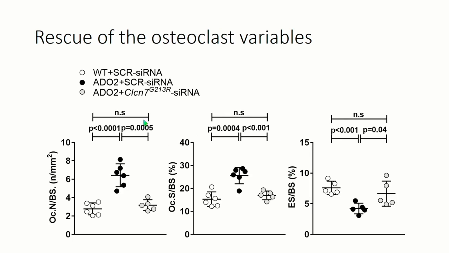We also rescued the osteoclast variables. This is an osteoclast-rich osteopetrosis. You see that the number of osteoclasts in these bones is much higher than in the wild type, and they returned to normal value with the treatment. This is the osteoclast number, the osteoclast surface, but most importantly, the eroded surface, so the bone resorption, was increased.